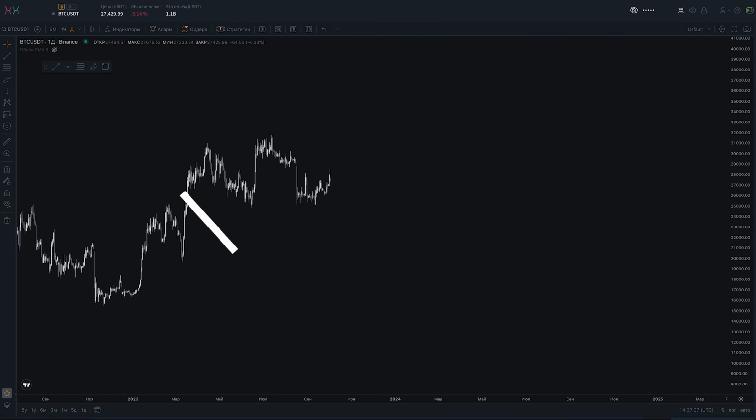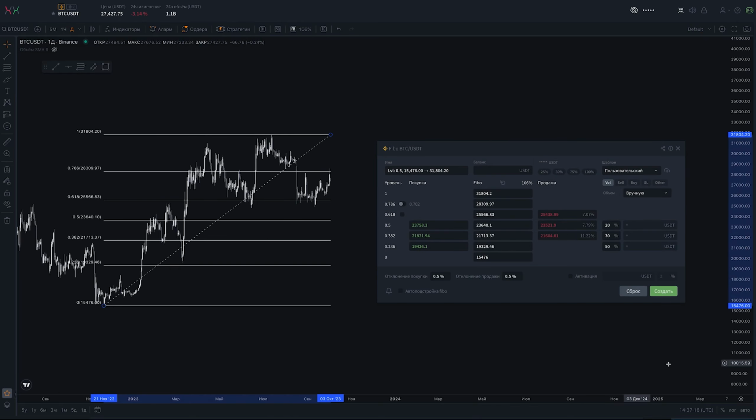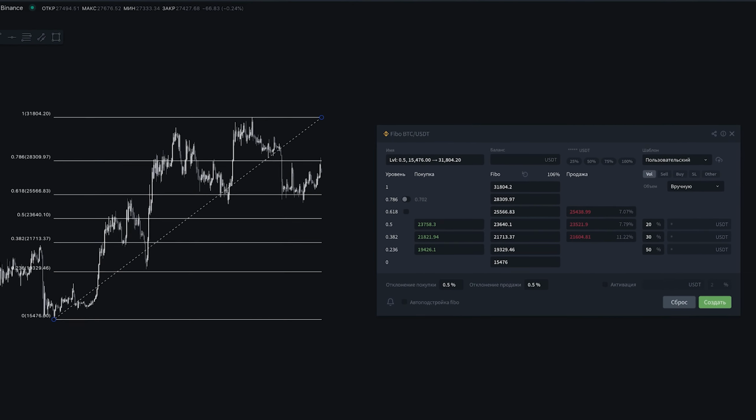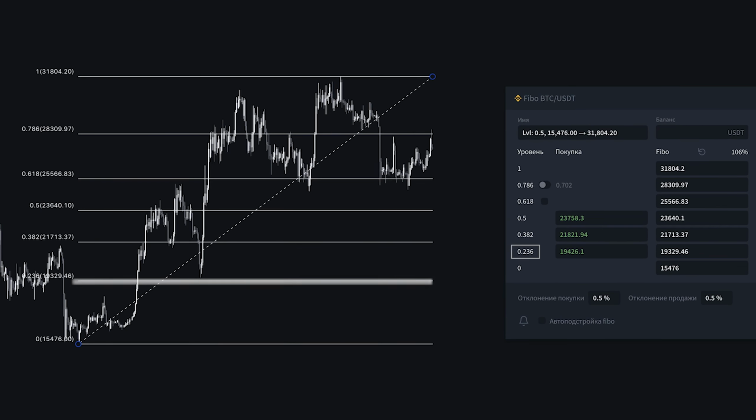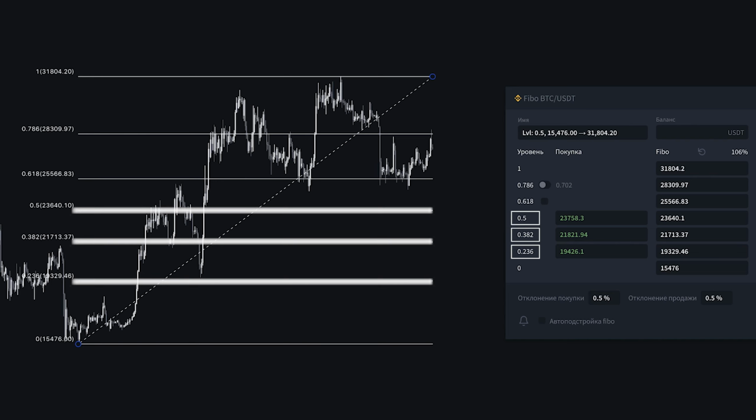You need to find an upward wave and click the FIBO button. The grid will be applied automatically, however you prefer. The grid should be positioned so that the wave's top is set to 1 and the bottom to 0. These are the levels you'll be trading from, as price tends to bounce from them.